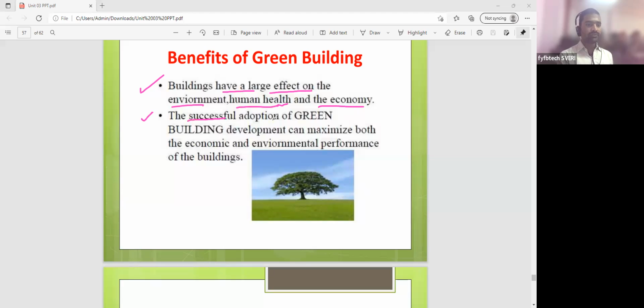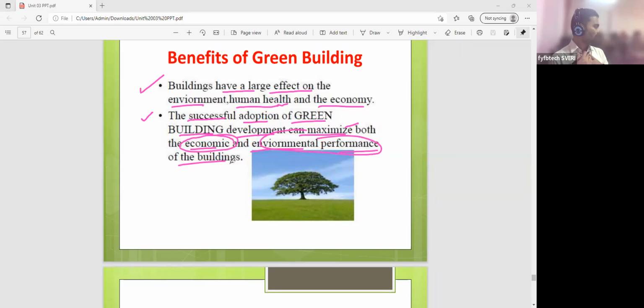Then the successful adoption of the green building development can maximize both economic and environmental performance of the buildings. Yes, the successful adoption means whenever you are providing any community or anything you are studying, you have to provide as much green building system or building concept as possible, so that you can maximize both economic and environmental performance of the building.